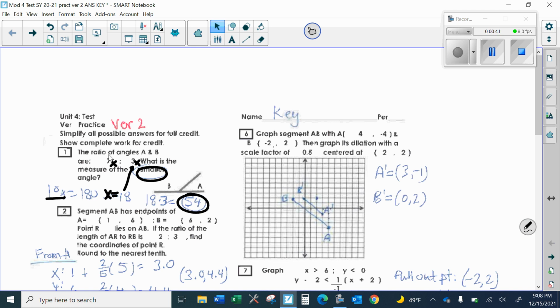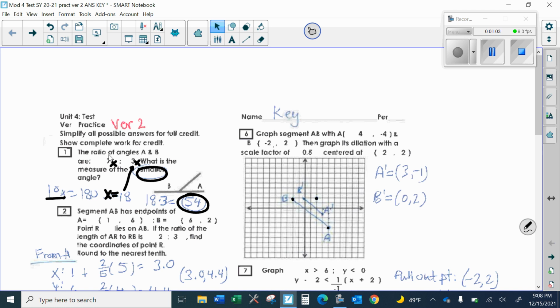Okay, let's come over here, number 6. Graph the segment 4, -4 for A. B is -2, 2 right there. Then dilation with a scale factor of 0.5, which means it's going to be half the distance away, centered at 2, 2. So I plot 2, 2.